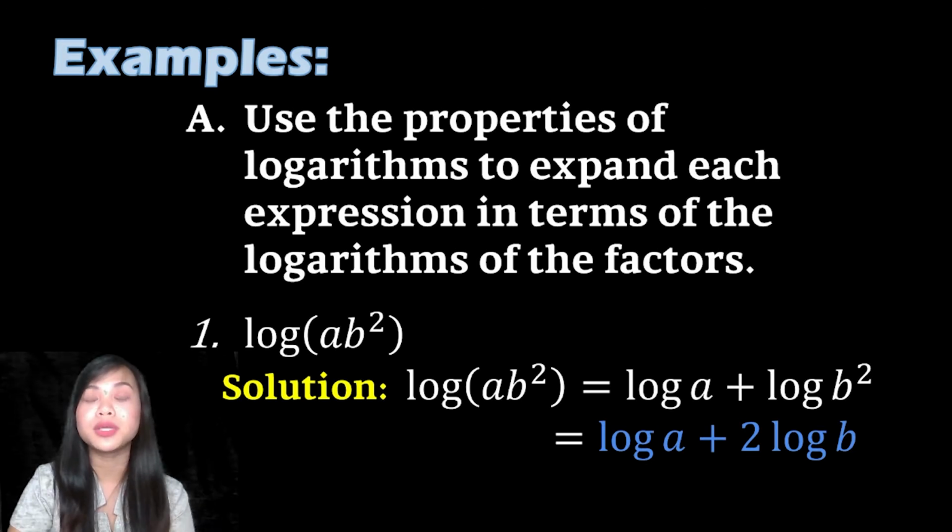we can also use another property to log b squared, the power rule. That will be equals to log a plus. The power rule states that you can bring down the exponent, or the power of your base b, to be a scalar value multiplied to your logarithm. So we have 2 times log b. This is your answer, log a plus 2 log b. This is the expansion of log ab squared.